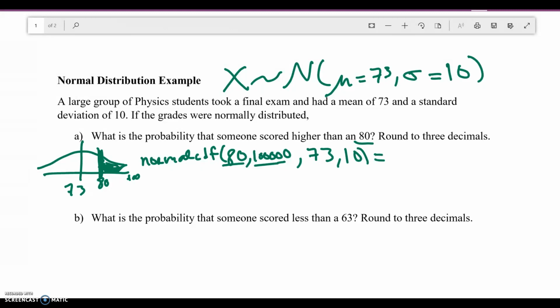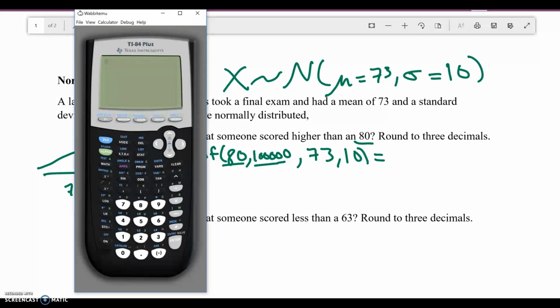All I have to do is put this in my calculator. Whatever calculator you have, go ahead and put it in there. I'm going to use the graphing calculator right here since I have the emulator. I'm going to press second vars, go down to Normalcdf. My lower bound is 80. My upper bound is going to be a really, really large number. Then my mean is 73 and my standard deviation is 10. Then I'm going to press enter.